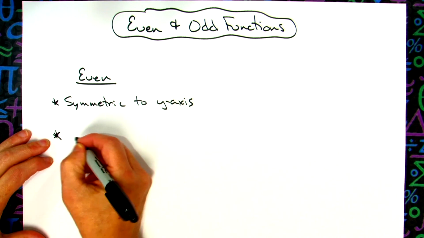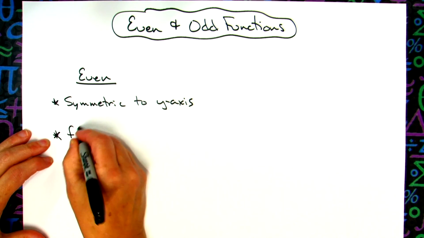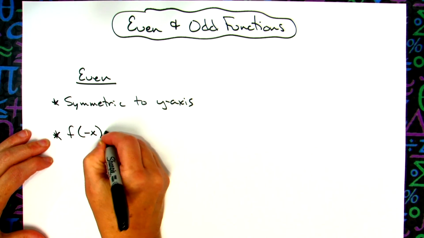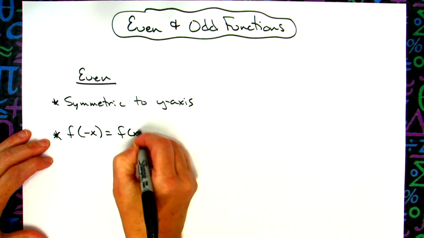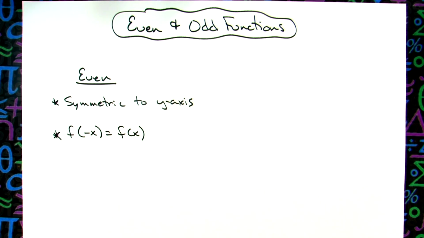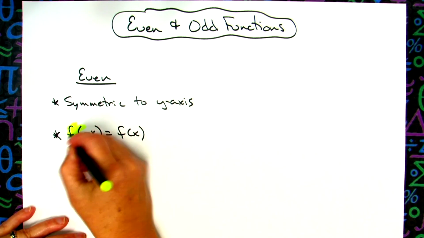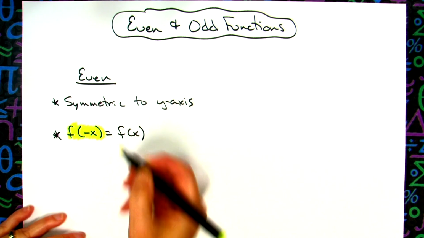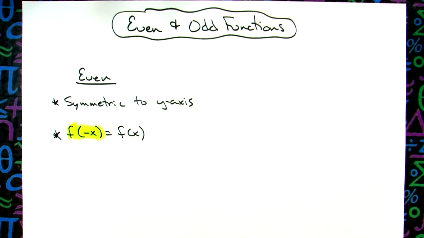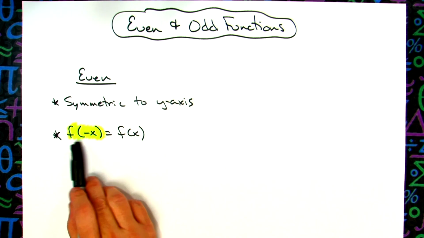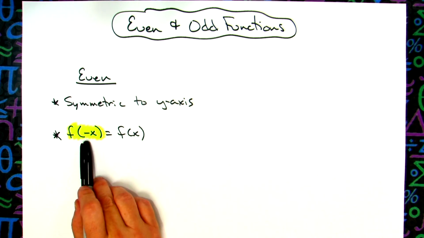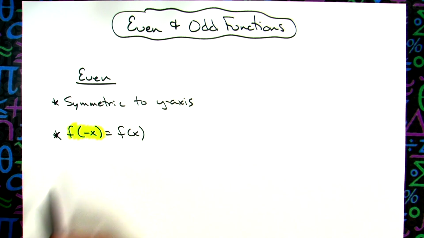Now, the second part of the definition is f of negative x is equal to f of x. This is good old-fashioned function notation. The only thing that you have to actually memorize is this part on the left-hand side, so I'm going to highlight that: f of negative x. When we algebraically determine whether or not a function is even or odd, we're going to do f of negative x for our even. We're going to work that out algebraically. So that's the part you memorize.